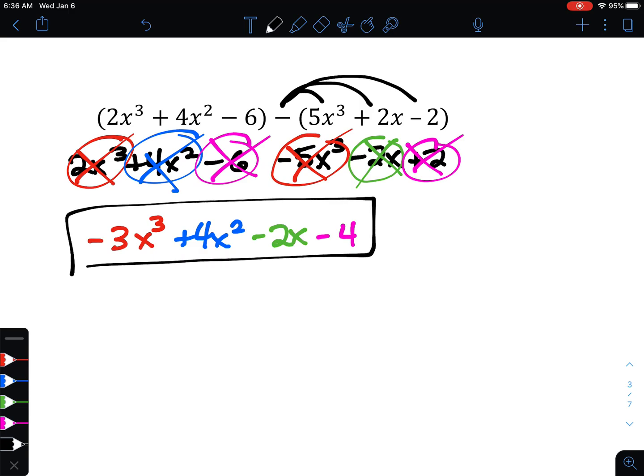Just like the last 2 examples, you can see the degree is 3, so this is cubic. And you can see that there's 4 terms, so this is going to be a polynomial.